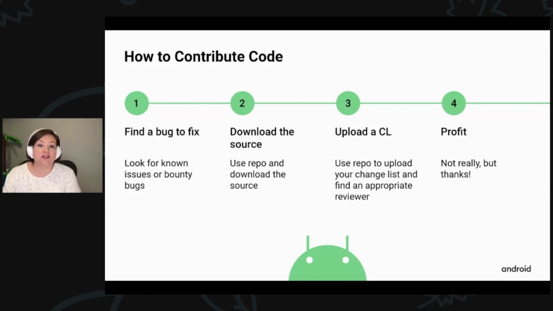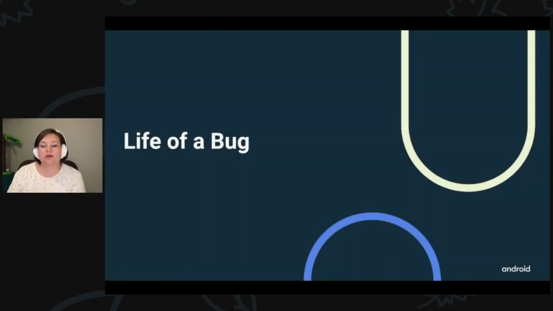The process of contributing code is the following. First, you need a bug to fix. Even if you're implementing a new feature, you must file a bug for it. Then, you need to get access to the tools and source code. You'll make, test, and upload the code changes, and I'll walk through these steps in more detail. But before we talk about code, let's talk about contributing bug reports.